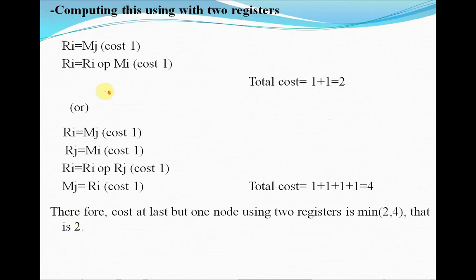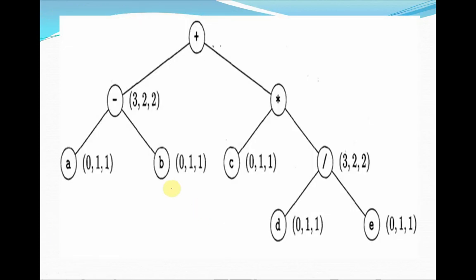Third category means with 2 registers. Here also 2 options are there. The first option cost is 2, second option cost is 4. I am taking the minimum value, which is 2. So accordingly I have written the cost vector of interior node: 3, 2, 2.